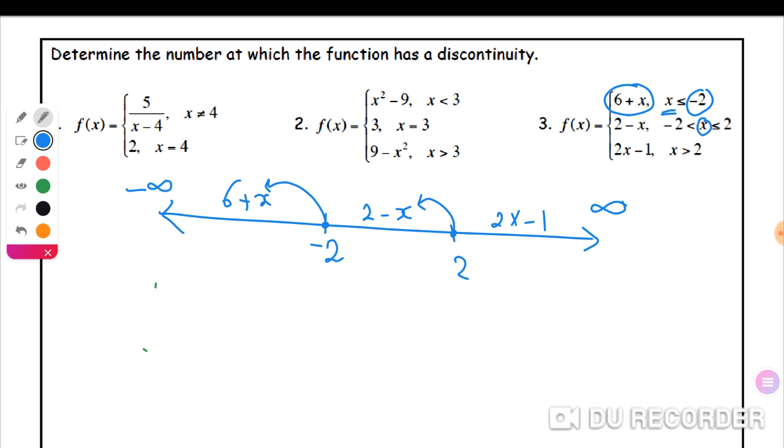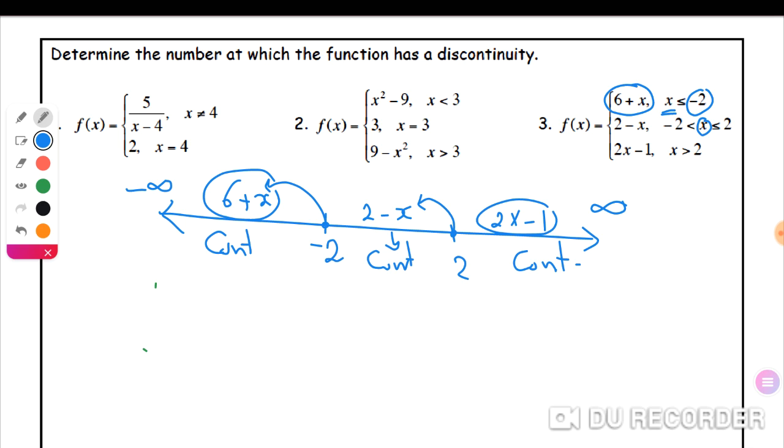Okay? Here, this function is what? Polynomial, so it is continuous. This function here is polynomial, and what is its domain? Its domain is all real numbers. But here I ask you, is this function defined on this interval? Yes, so it will be continuous, since it is polynomial and defined on all real numbers greater than 2. Clear?